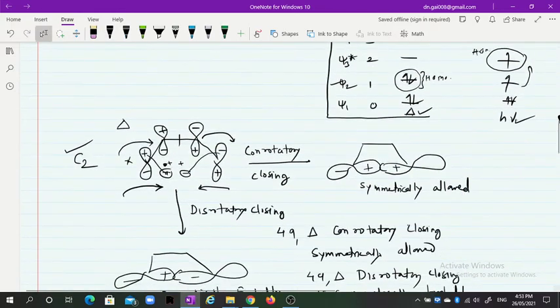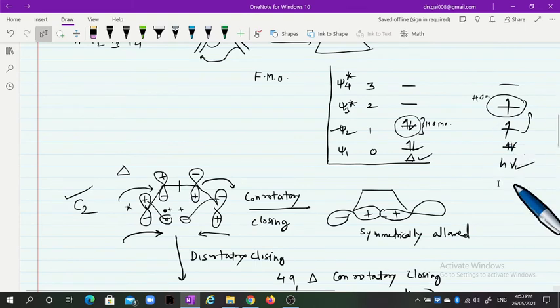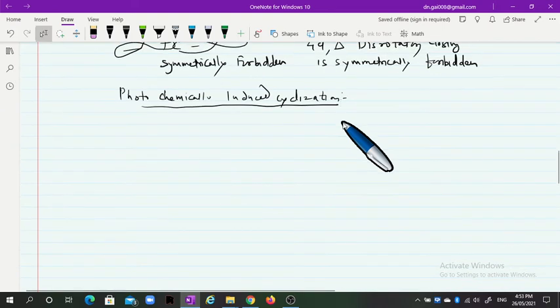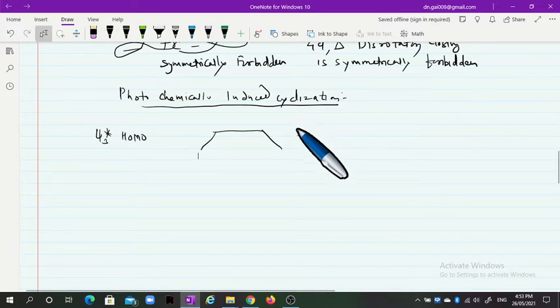In this case, for a photochemical reaction, if one of the electrons gets excited to the psi 3 star level, that is the excited level. Therefore, psi 3 star is the highest occupied molecular orbital for the photochemical reaction. In this case we have to draw the diagram.